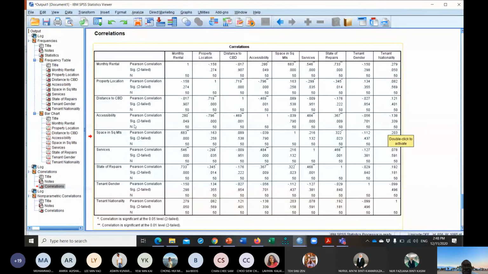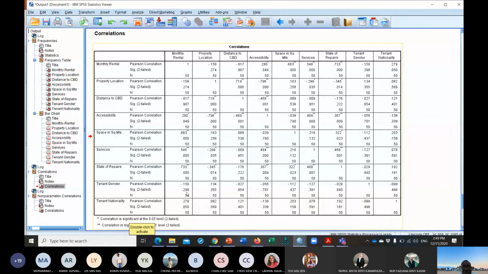One, we see accessibility having a significant relationship with monthly rental. We can see space, services, state of repairs. All these are having a significant relationship. When we look at the tenant nationality, it doesn't matter, or tenant gender. Gender does not determine price. So gender has no influence on the rental income. So also is nationality. It is not your nationality that determines the rental.